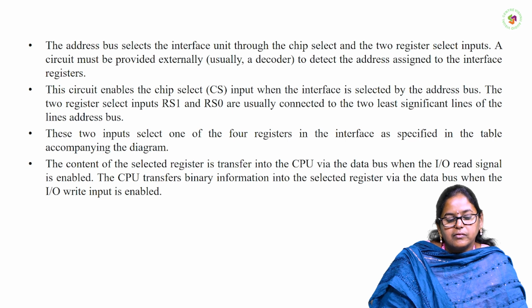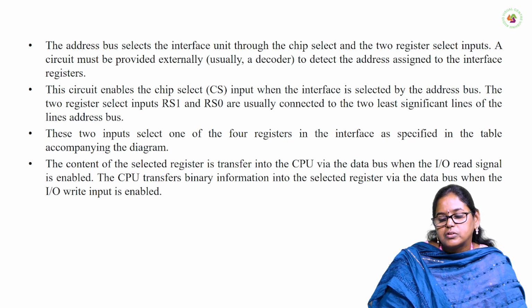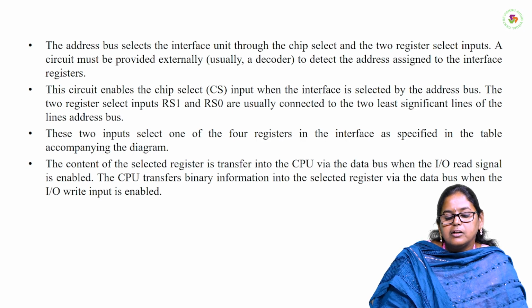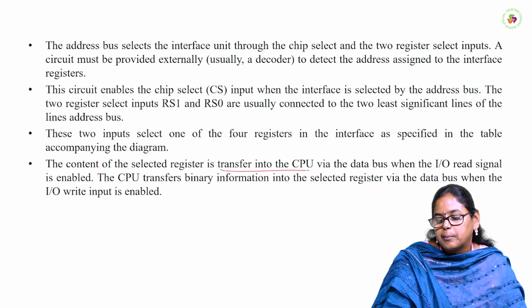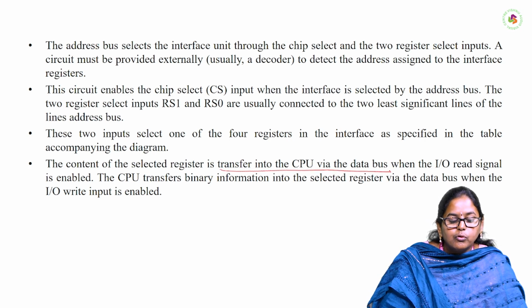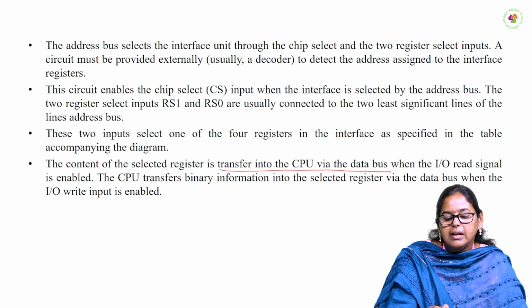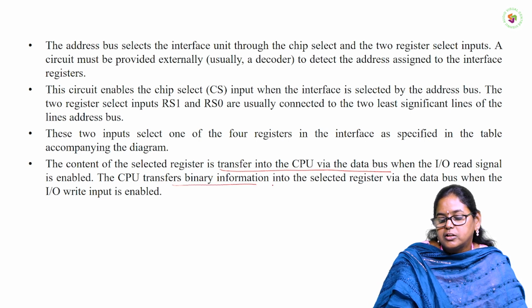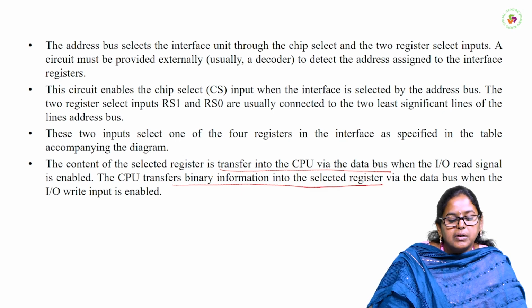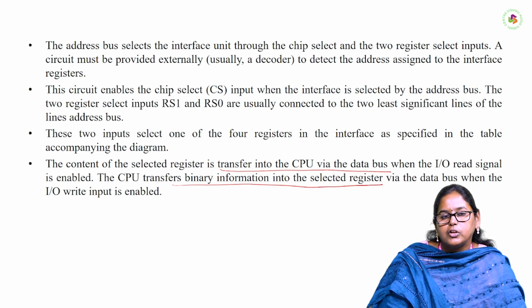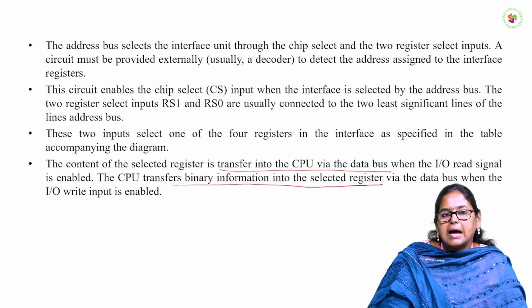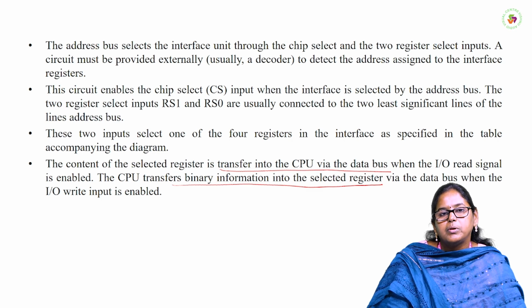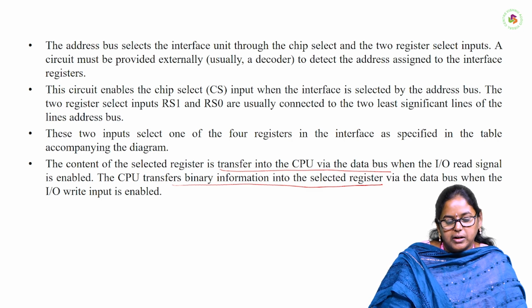So you can see we have 2 input selects, one for the 4 registers in the interface as specified in the table which we have already seen, and the contents of the selected register will be transferred to the CPU via the bidirectional data bus when an IO read is enabled. In the same way, it transfers the binary information into the selected register via the data bus when an IO write input is enabled. So it depends upon whether it is performing the IO read operation or the IO write operation.